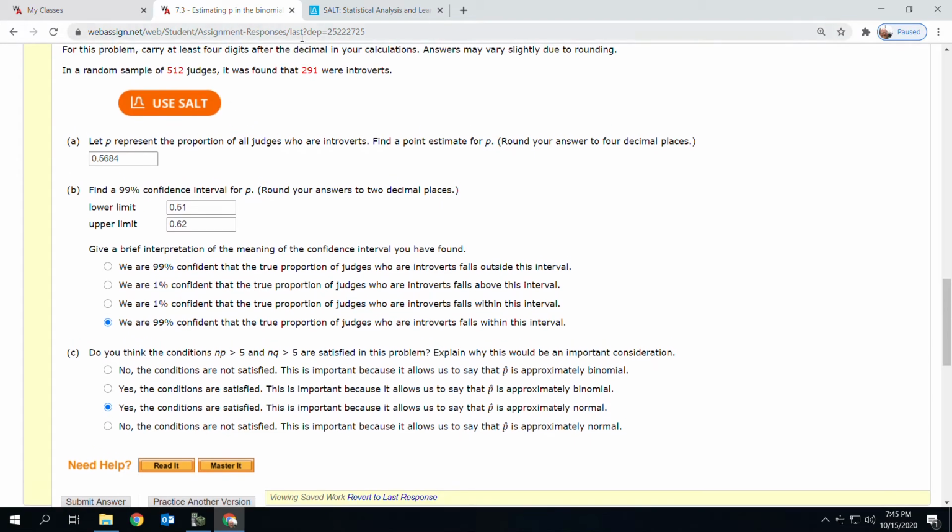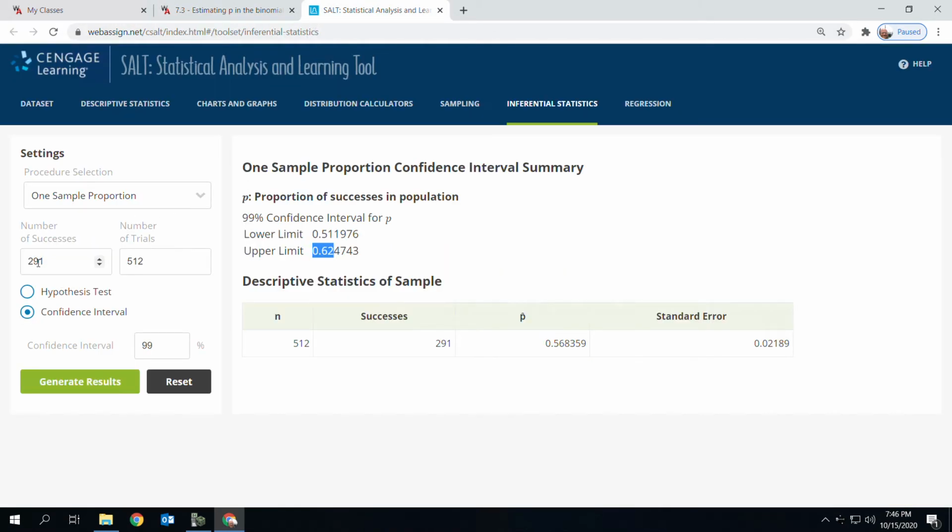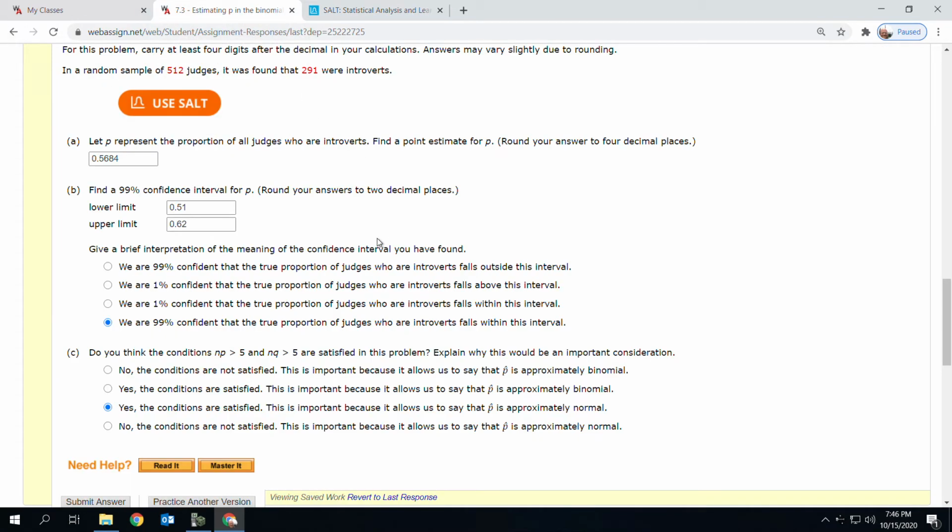All right, so that's very quick on SALT. 291 out of 512. Confidence interval, be sure to put the correct percentage in. Generate results. Your confidence interval is made up of these two numbers. Point estimate is this one. And let me also mention, if you're asked for margin of error, it's the upper limit minus the lower limit, divided by 2. We weren't asked for the error on this one, and so that's okay.